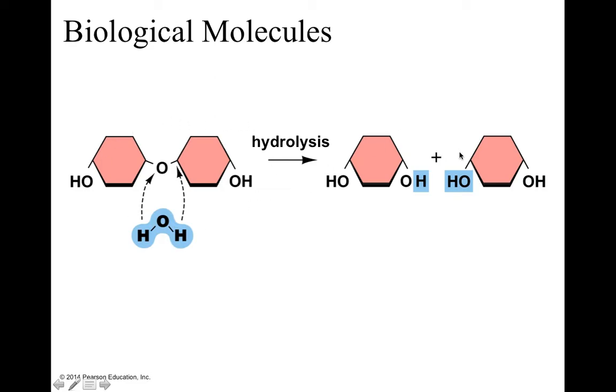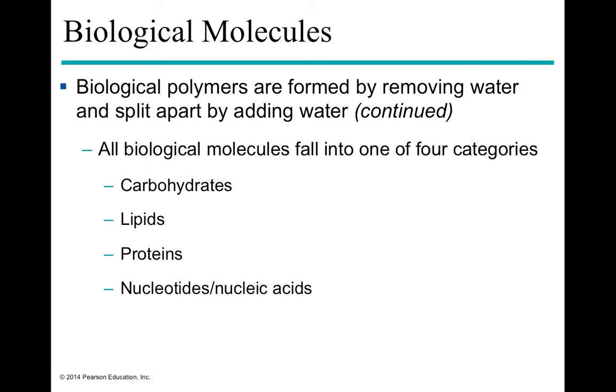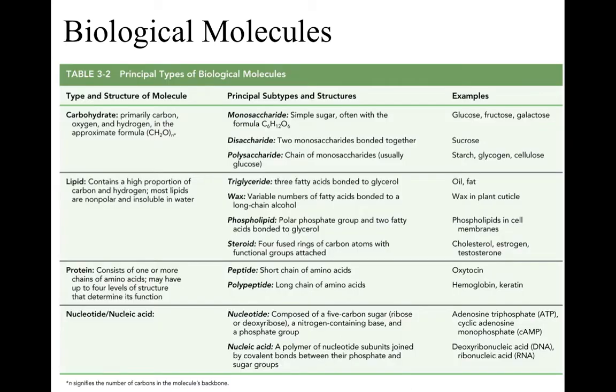And this is going to happen with pretty much all of our biological molecules that we're going to discuss going forward. All of them are going to be created by dehydration synthesis and broken down by the process of hydrolysis. As I mentioned, we have 4 major groups of biological molecules. The first are carbohydrates, the second are lipids, next proteins, and then nucleotides and nucleic acids. And we're going to touch on all of these throughout the rest of this chapter.